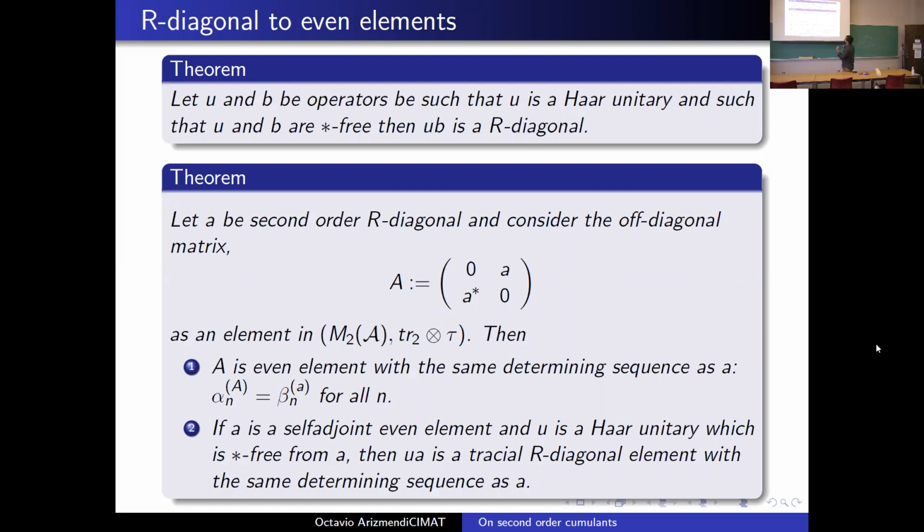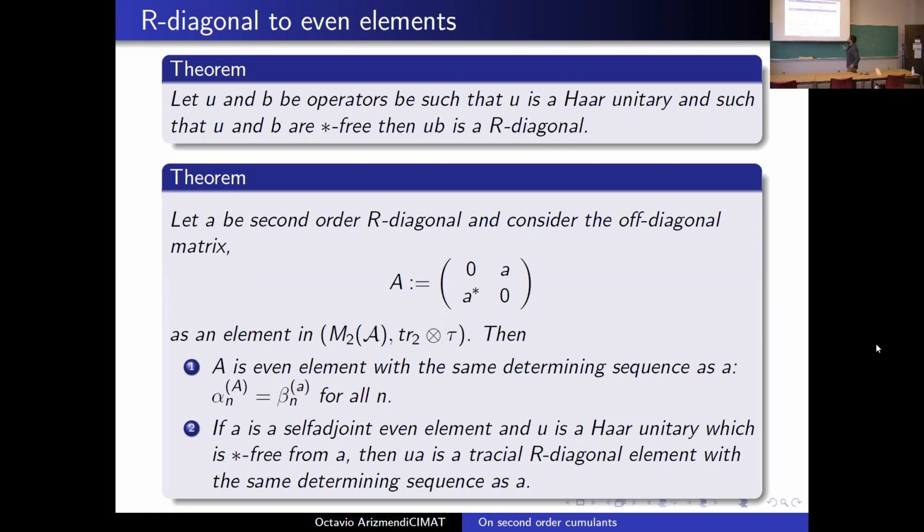Okay. Good. And actually, there's a way to get from an even element an R-diagonal. There's this theorem that says that if I have a Haar unitary U times any operator, this is an R-diagonal element. But vice versa, any R-diagonal element can be written as a product of a Haar unitary and another element. And with this, you can show that the product of R-diagonal elements are actually R-diagonal elements.